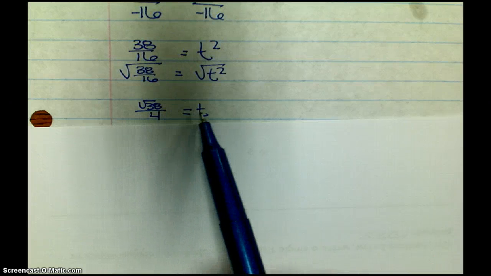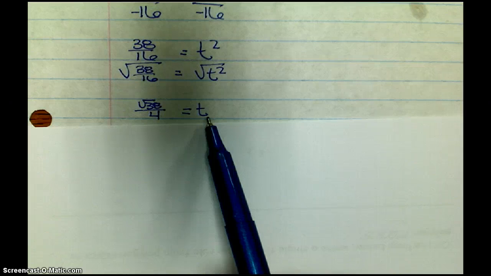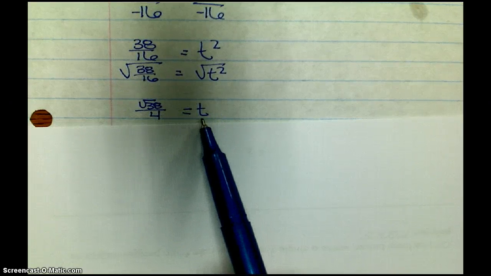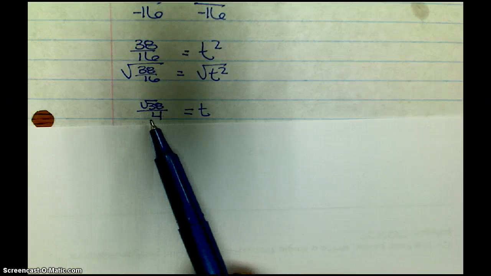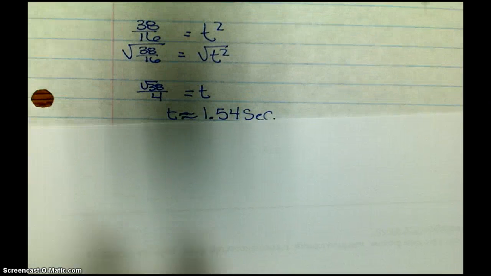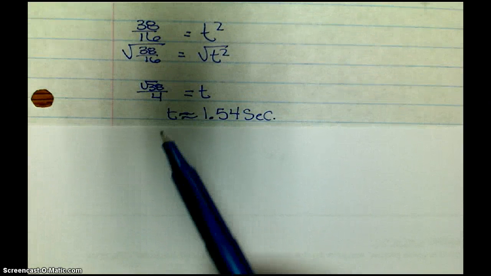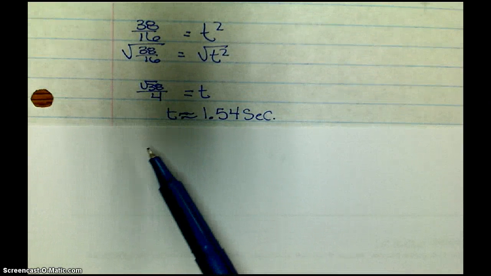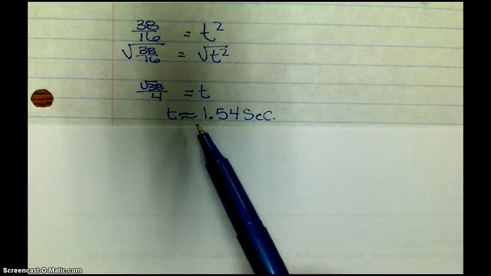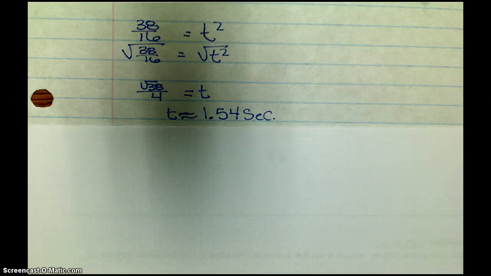The reason is we're talking about time. Okay, you have to know what your variables are. Time is not negative. I'm only interested in the positive aspect of that solution. And so I said to approximate, and I just took the square root of 38 divided by 4, and the time is going to be approximately 1.54 seconds.